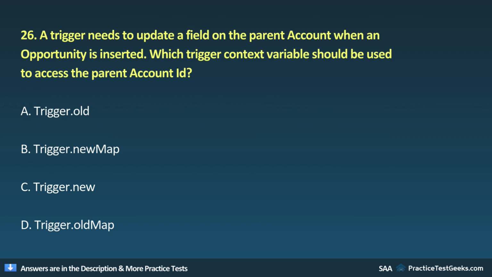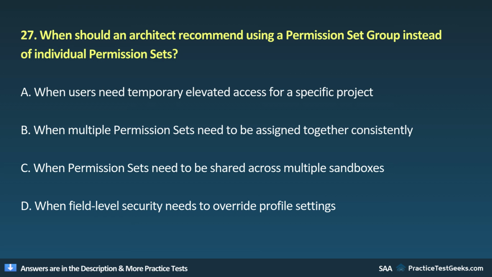26. A trigger needs to update a field on the parent account when an opportunity is inserted. Which trigger context variable should be used to access the parent account ID? A. Trigger.old. B. Trigger.newMap. C. Trigger.new. D. Trigger.oldMap.